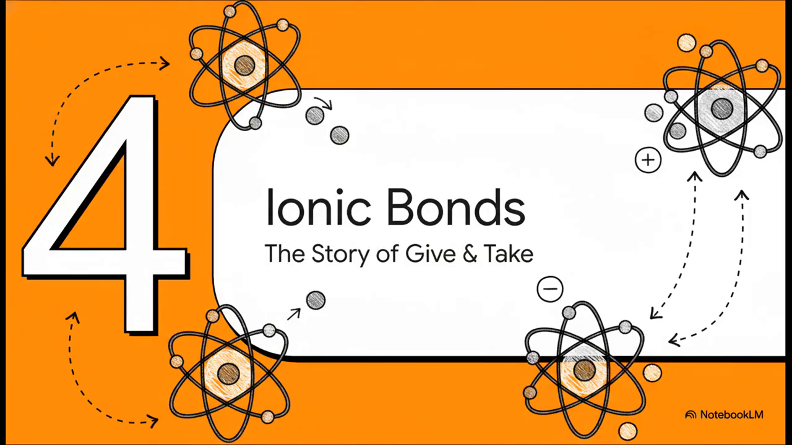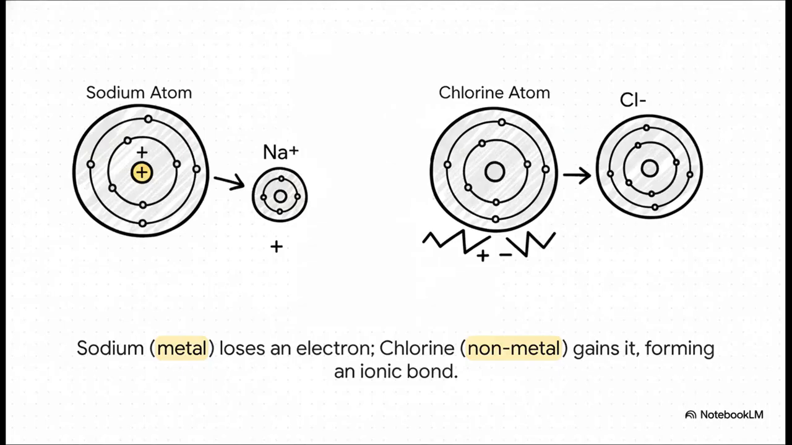So, we've talked about reactions, but what is actually happening at the atomic level? What are the atoms doing? Well, it all comes down to a very simple story of giving and taking electrons. Let's take the formation of common salt, sodium chloride, as our example. Sodium is a metal, so it gives away one electron.